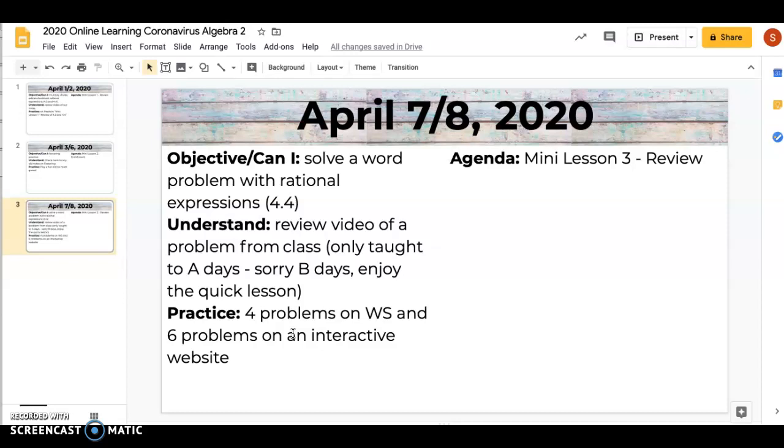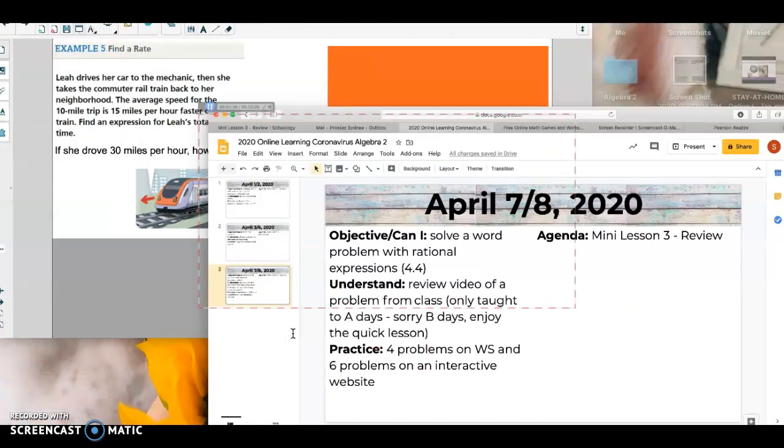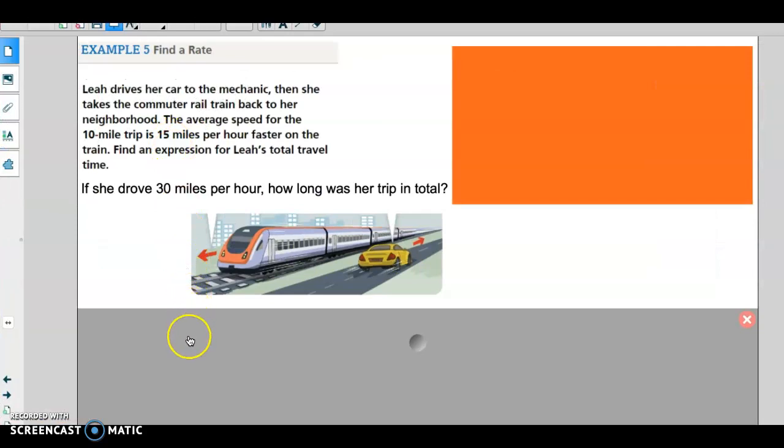So you guys are fully capable of doing all of these problems, and I know you can do it, but just understand they're going to be a little bit different than the one that I'm going to walk through right now. Okay, so this is the one that we're going to take a look at here.